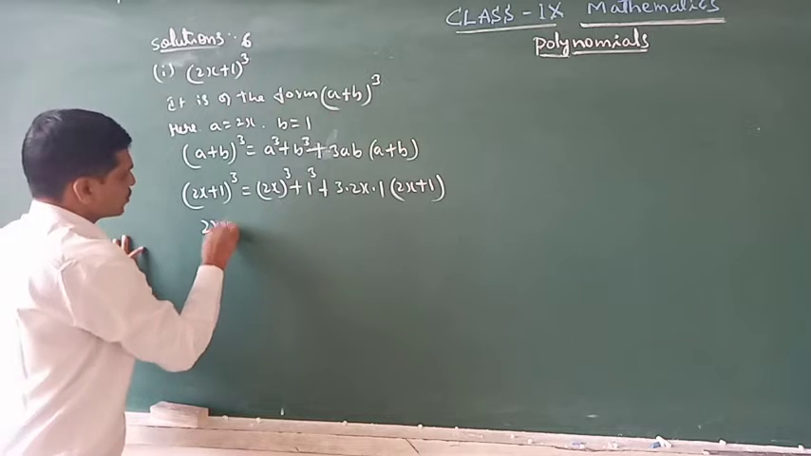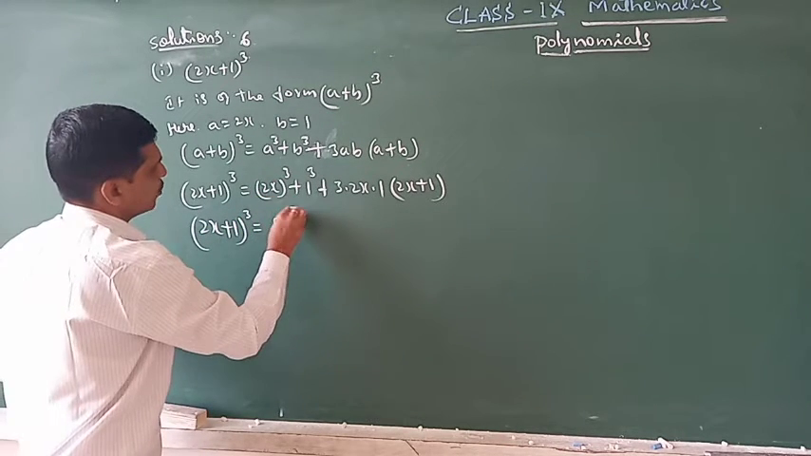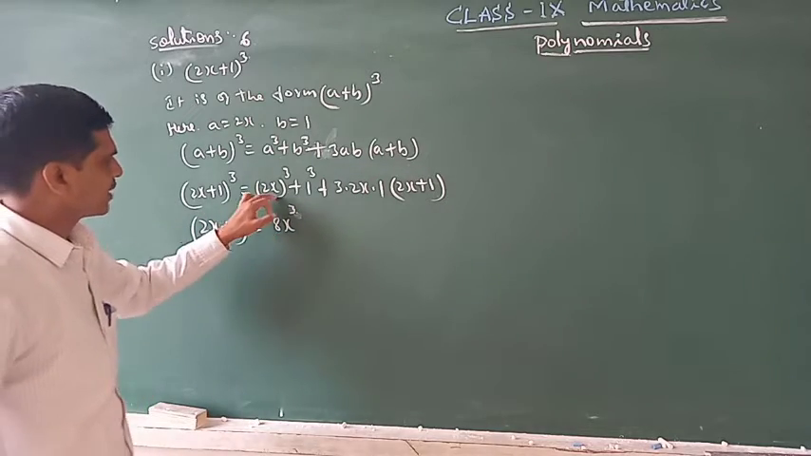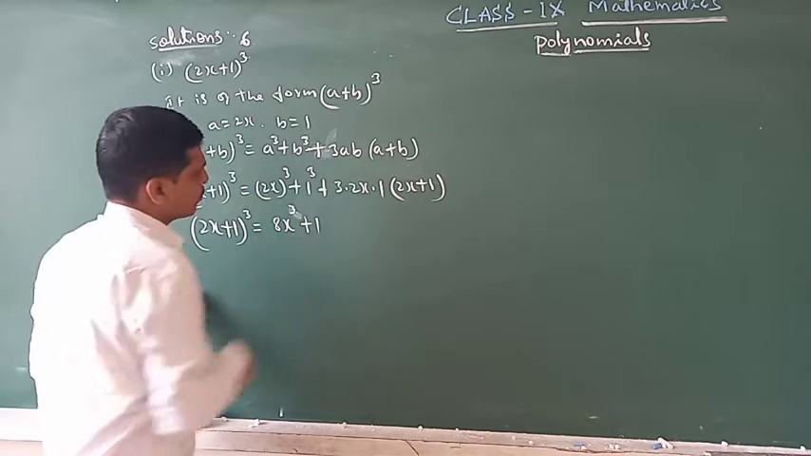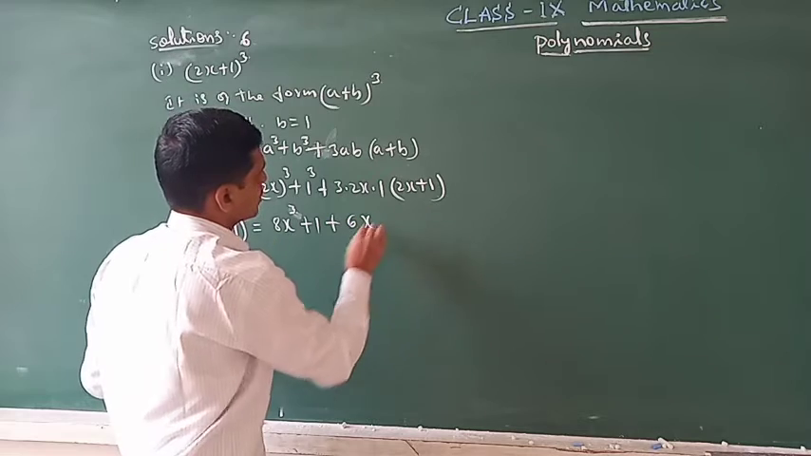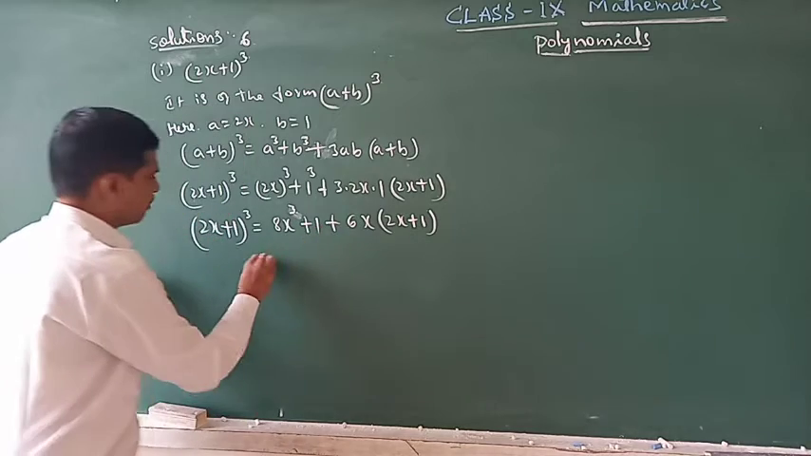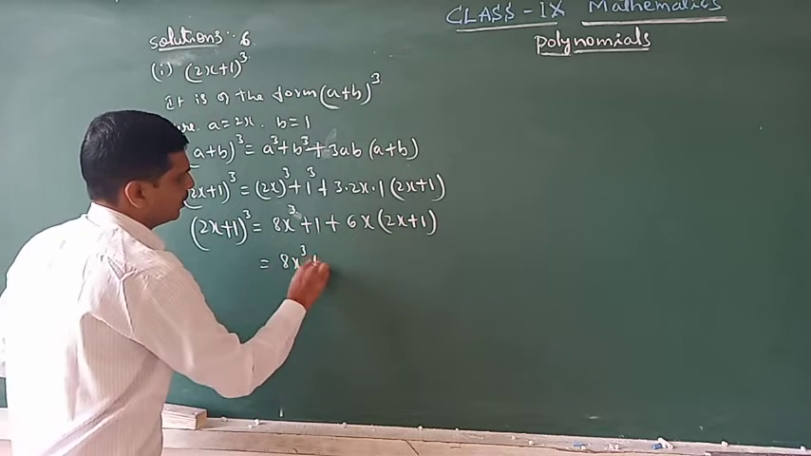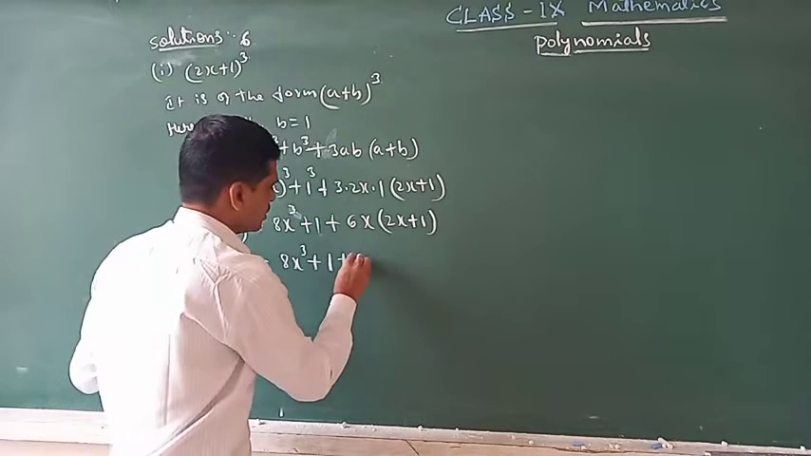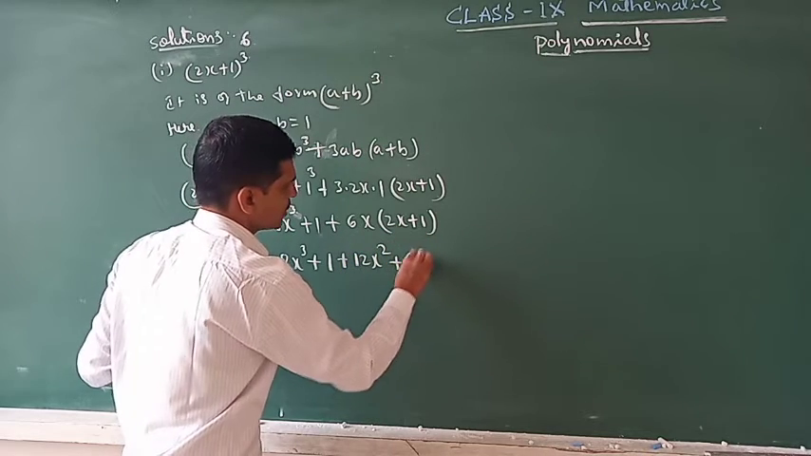So now (2x plus 1) whole cube is equal to x cube, means 8x cube, because if you expand 2 cube, it becomes 8x cube. Plus 1 cube is 1. Plus 3 into 2 into 1, means 6x, into (2x plus 1). So again you have to multiply this one: 8x cube plus 1, keep as it is because it is a constant number. 6 into x cube is 12x square, plus 6x.